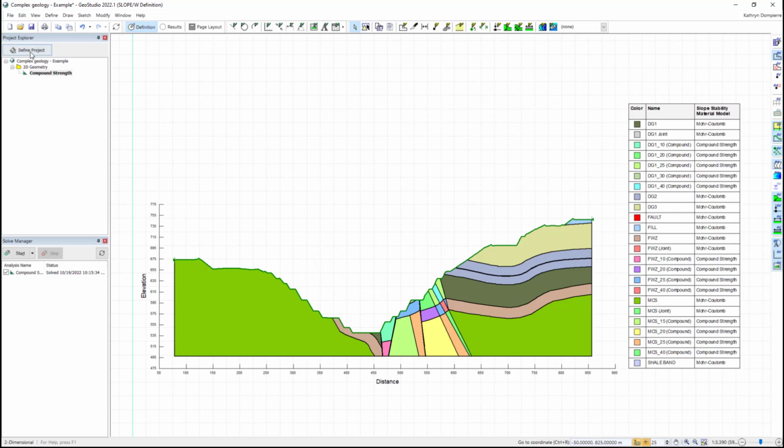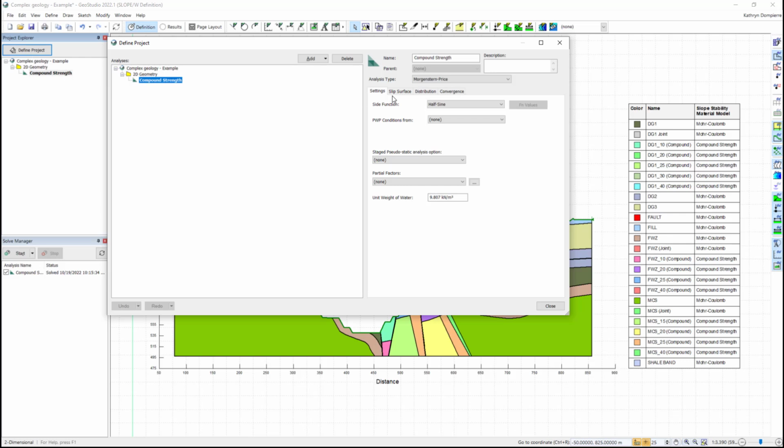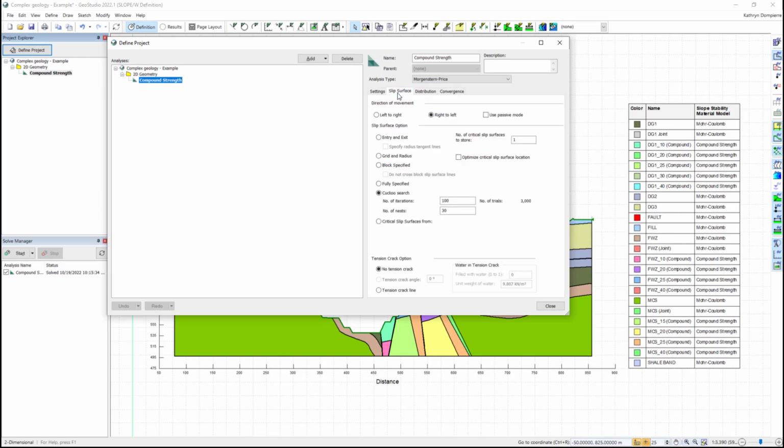Fortunately, Slope W now has a tool available to help guide us in these situations. By going into the Define Project window and navigating to the Slip Surface tab, there is a new slip surface option available, the Cuckoo search method. This nature-inspired search algorithm will work to filter through slip surface trials in the search for the most critical slip surface. You simply need to set the number of iterations allowed and the number of nests from which the cuckoo birds should begin their journey en route toward the optimal solution. No need to specify entry and exit points for the cuckoo birds. They will find their way.